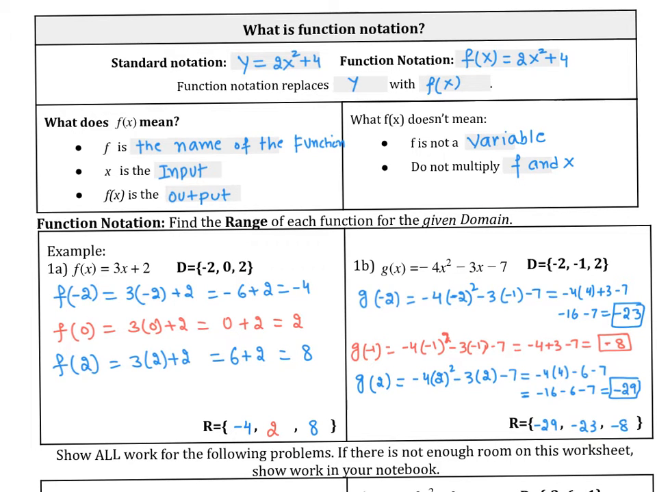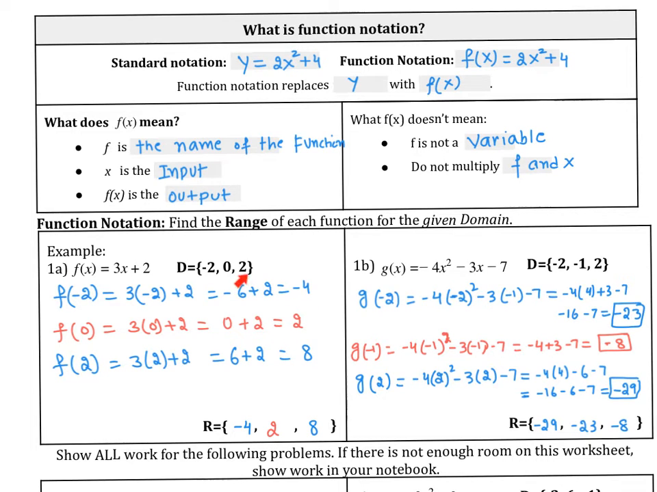So for example number 1, you're going to use -2 for x and plug it in for x here to find the function value at -2. So 3 times -2 is -6 plus 2 equals -4. So the function value at -2 is -4. Then you're going to use the domain value, or x value, as 0 and plug it in for x. So f of 0 equals 3 times 0 plus 2, which is 0 plus 2, which is 2.